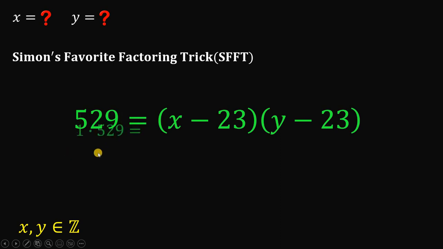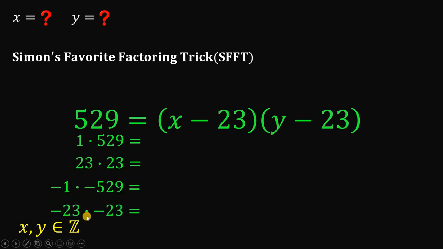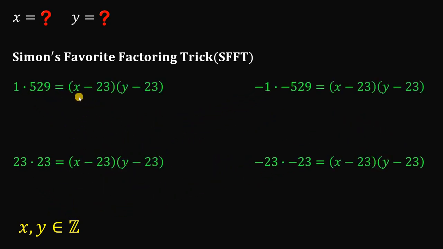Now, 529 can be factored as 1 times 529. Also, 23 times 23. It can be factored as negative 1 times negative 529, and also as negative 23 times negative 23. So therefore, we have 4 major cases in this question. The first case is when x minus 23 times y minus 23 equals 1 times 529. So this will give us x minus 23 must be 1, and y minus 23 must be 529.